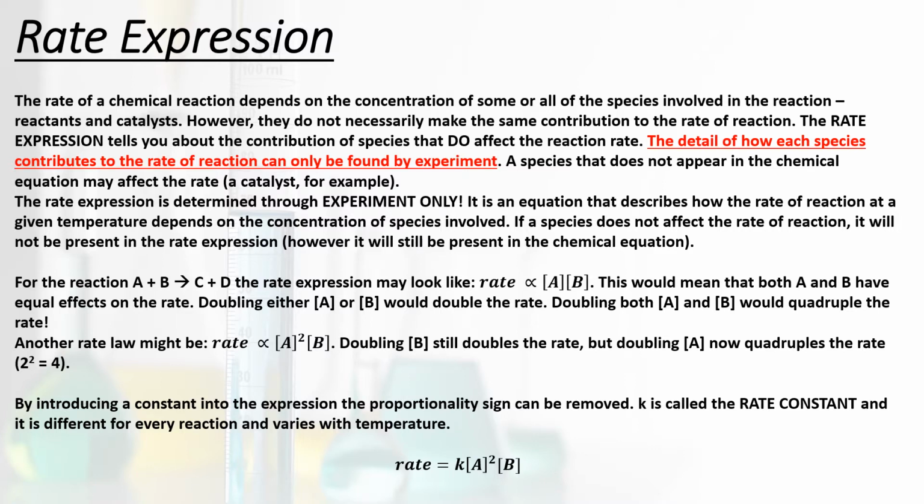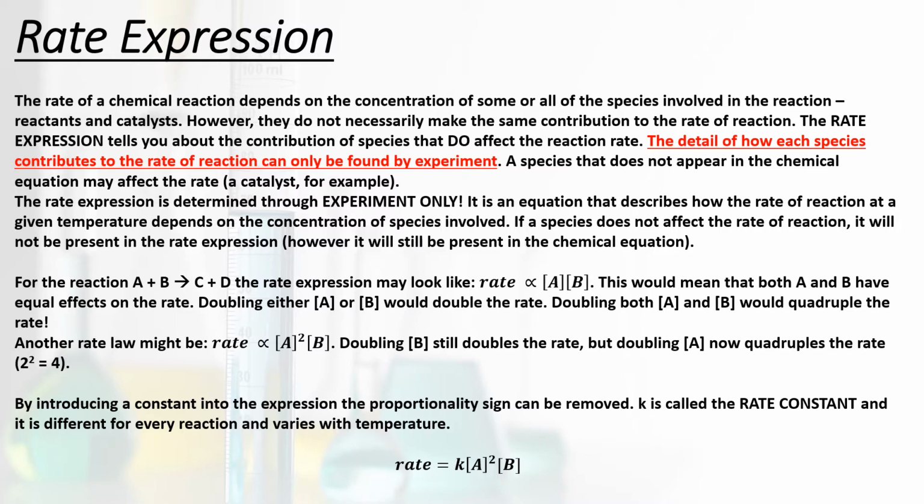Now the detail about how each species contributes to the rate of reaction can only be found by experiment. We can't predict it, and we can't use any kind of theoretical approach to find it out. We have to do experiments to find out how each species contributes to the rate of reaction.